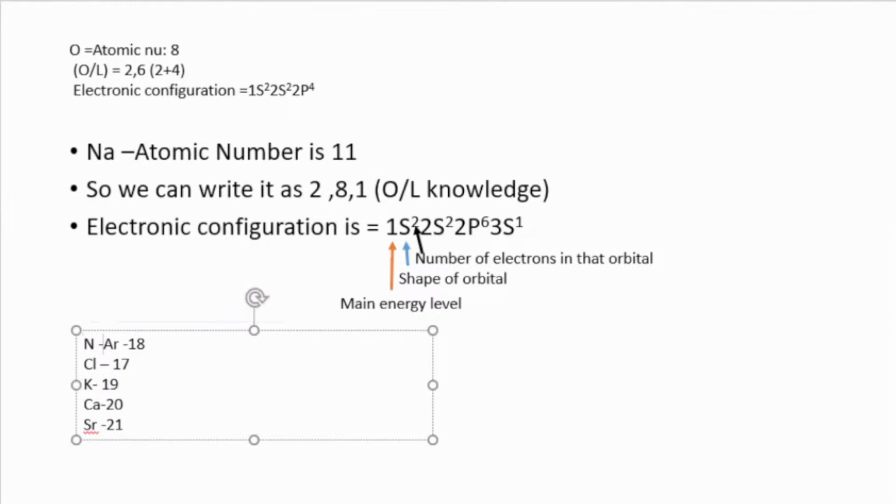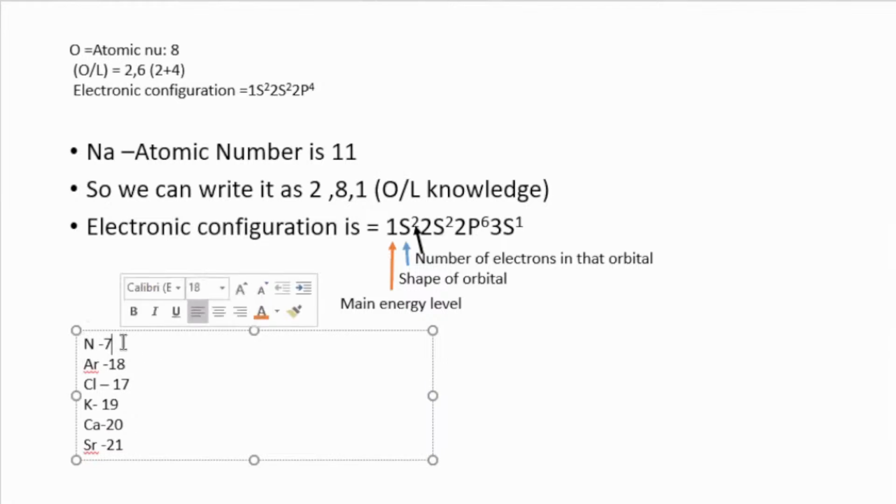Now please write this and put it into the chat box. Nitrogen has 7 electrons. I'll give you 5 minutes to write this, all the things. Write the electronic configuration of all the things. Then you can put it into the chat box. Take a photo, then put it into the chat box, or else write it without superscript.